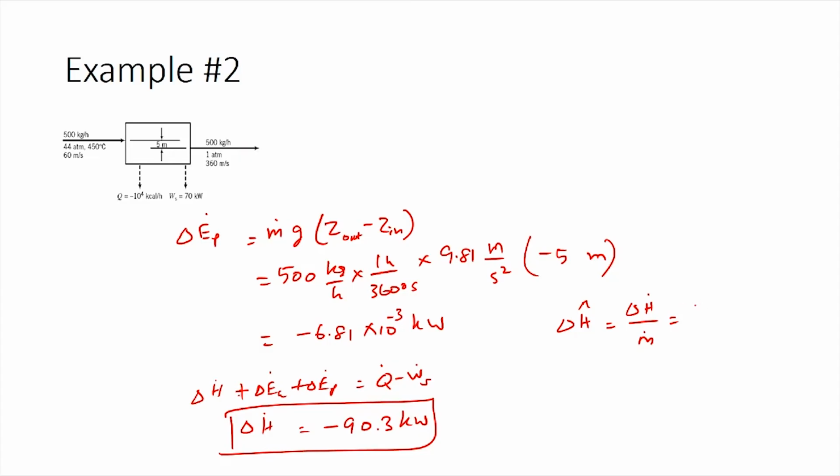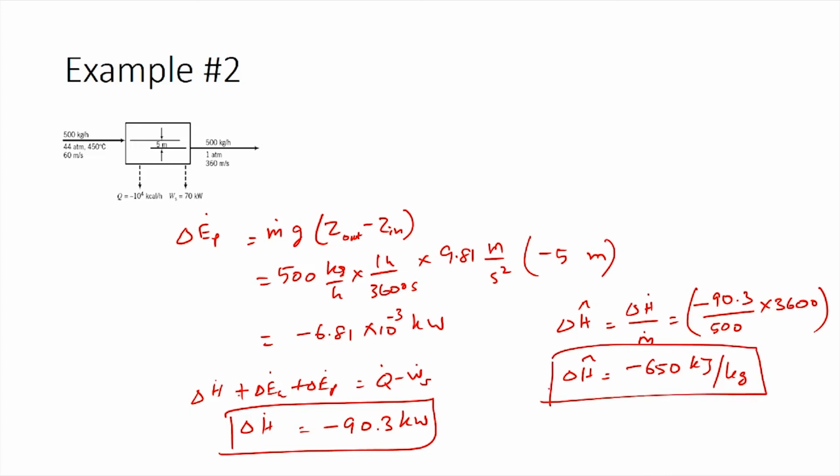So, you would have minus 90.3 divided by (500 divided by 3600), giving you a numerical value of roughly minus 650 kilojoules per kilogram. So, this is your change in specific enthalpy. So, from this we have calculated the change in specific enthalpy by using energy balance calculations.